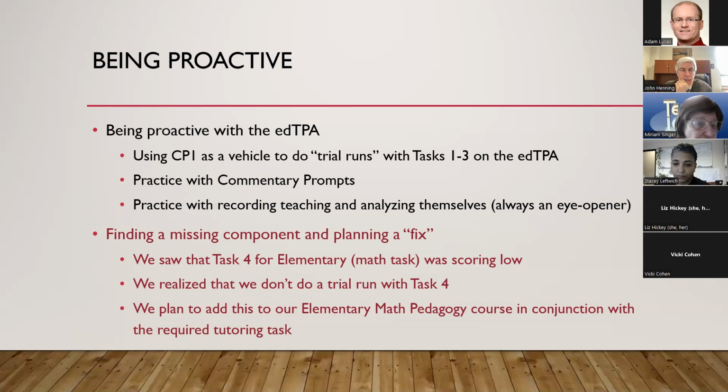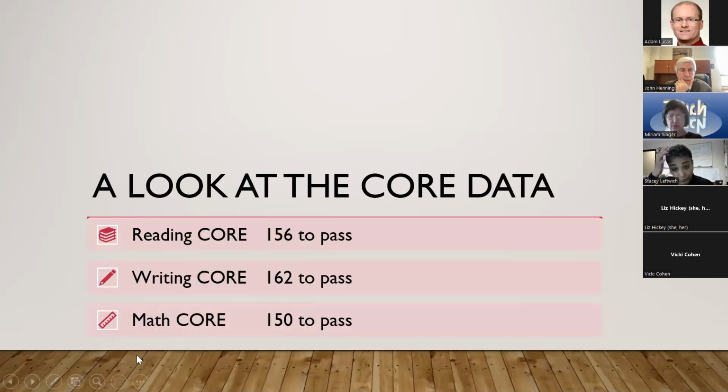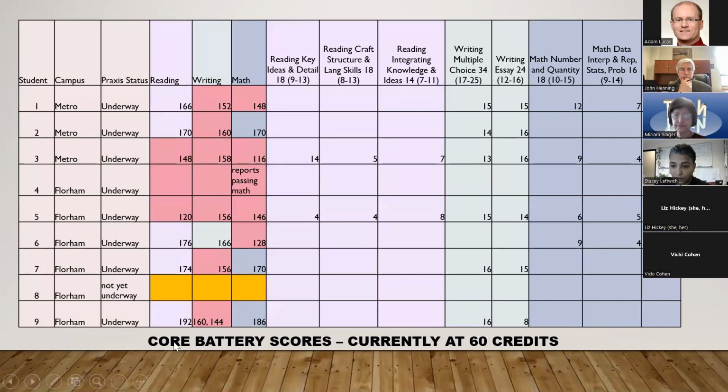So let's see if I can find that little button that's almost invisible at the bottom, and we'll move forward. Now I'm going to show you some of our data. Some of it is very nice, some of it not so nice. And what I'm going to show you is the not so nice. So the core reading, as you know, needs a 156 to pass, the writing a 162, and the math a 150. Let's look and see where some of our candidates are holding.